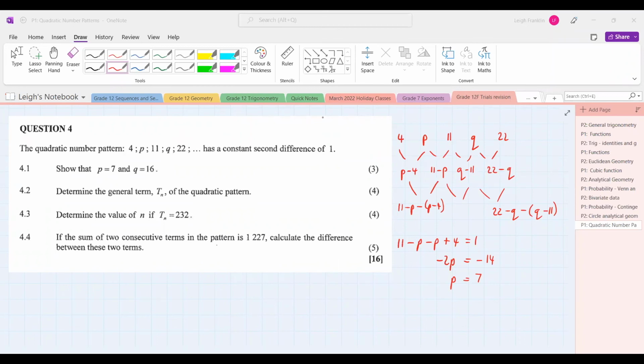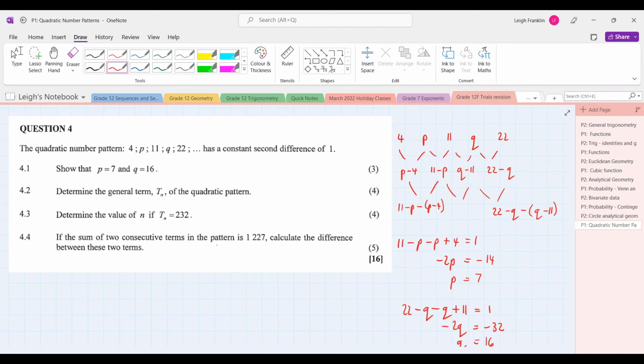Okay, so we don't have to do a simultaneous solution. We can just work in terms of one variable. Then we can do the same thing on this side. We take 22 minus Q plus 11, and we also make it equal to 1, so that we end up with negative 2Q on the left, and on the right 1 minus 11 minus 22 gives us negative 32. Again, when we divide both sides by negative 2, we end up with Q is equal to 16.